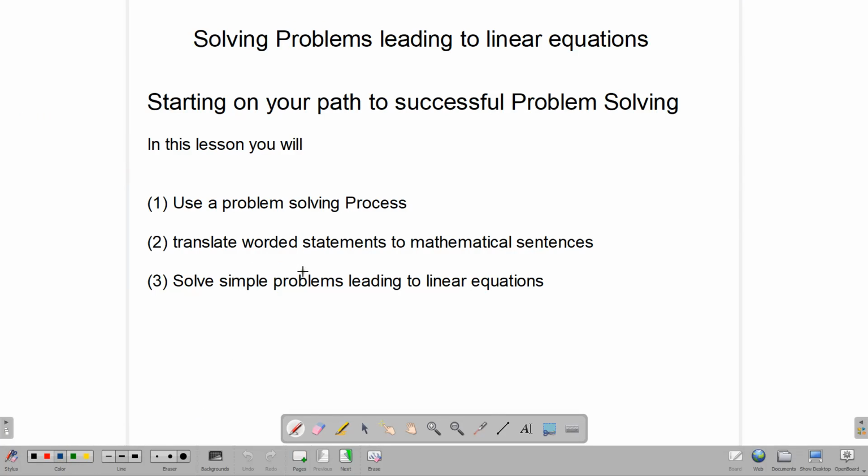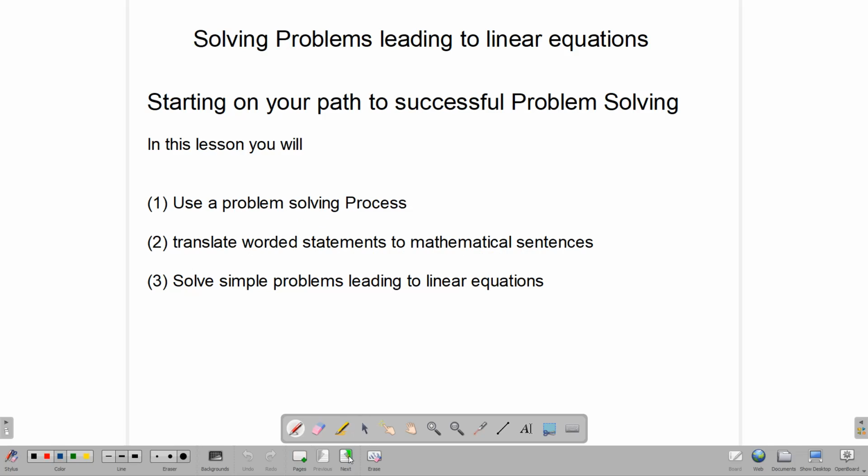This lesson is part 2 of a series where we are looking at solving linear equations. In this particular one, we're looking at word type questions, problem type questions. In this lesson, we will use the problem solving process, we will translate worded statements to mathematical sentences, and we will solve simple problems that lead to linear equations.